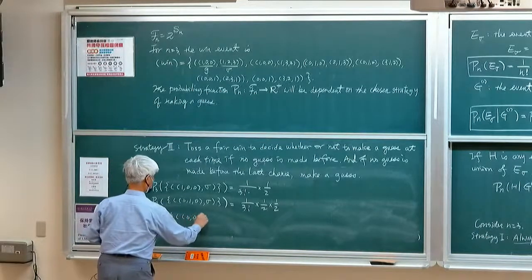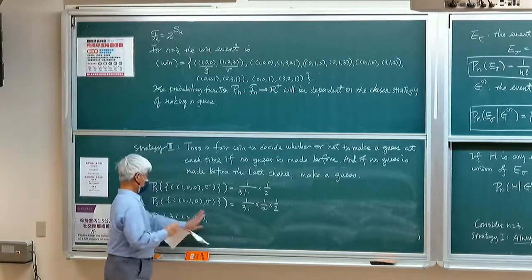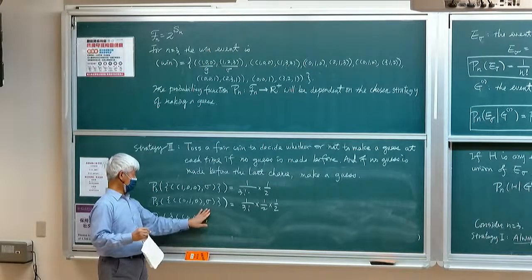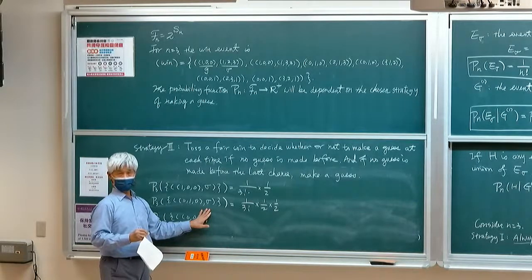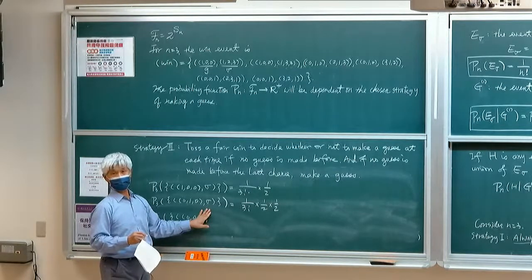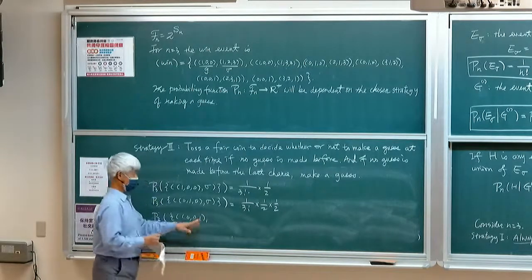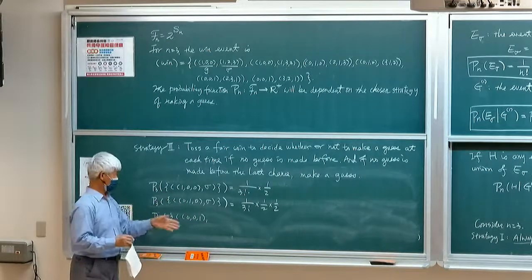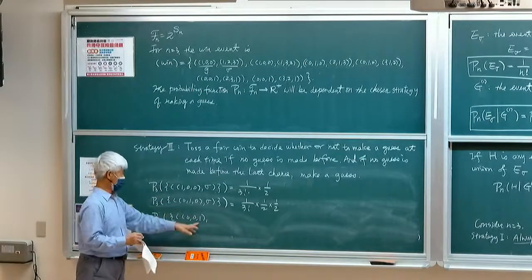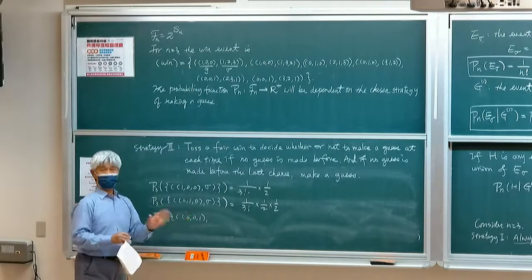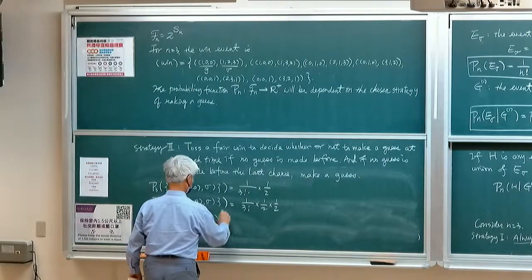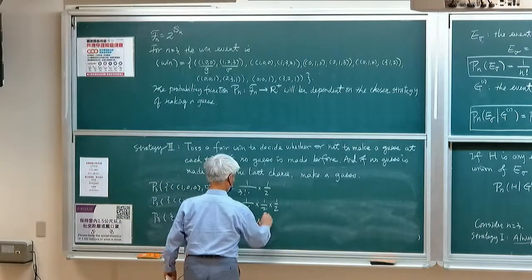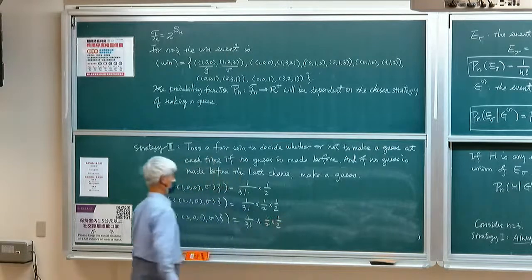And P3, 0, 0, 1. 0, 0 means that the first toss and the second toss of the coin render tails, two tails. Okay, so for the last chance, because this is the last chance, the player will make a guess. Okay, so it's a sigma. So this is 3 factorial times.